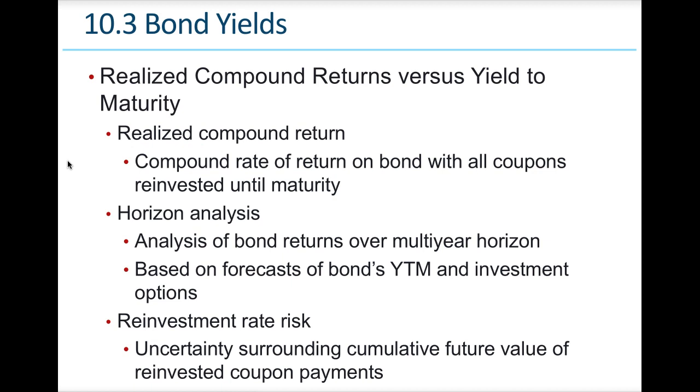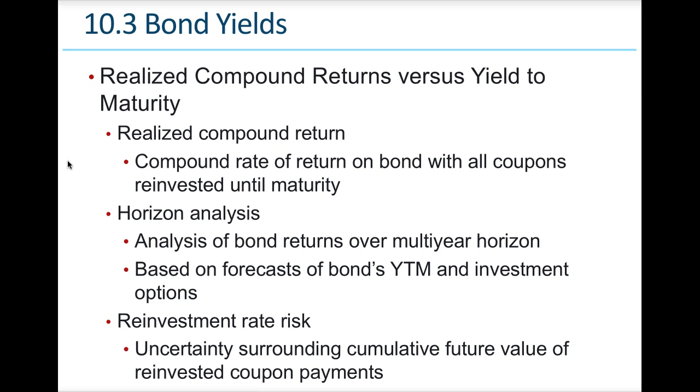Okay, so realized compound returns versus yield to maturity. When we talk about a realized compound return, it is the compound rate of return on a bond with all its coupons reinvested until maturity. So here we're going to get interest on our income, so we're assuming that we can reinvest the coupons at that same rate. Now, horizon analysis is analysis of bond returns over a multi-year horizon. It's basically a forecast of the bond's yield to maturity and investment options. So that's another tool. Then there's the reinvestment rate risk.